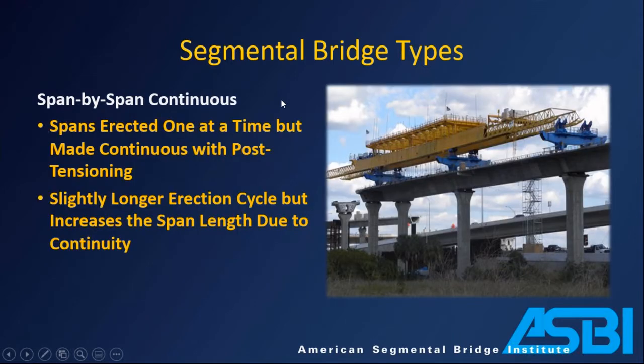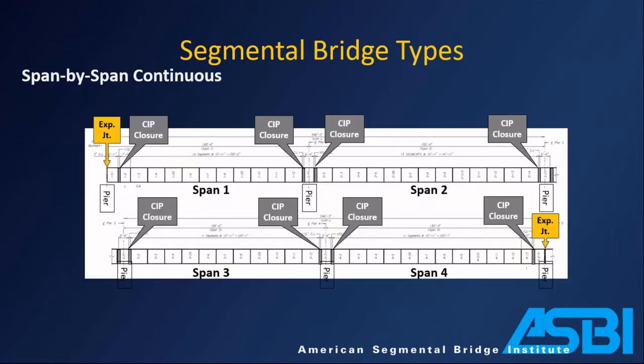The next step up in complexity is span by span made continuous. So in this case, you are still building one span at a time, working your way along the alignment. The difference is with each span, you are creating continuity with the previous spans. So this is done with a combination of closure pours between them and post-tensioning that overlaps. So it does have a slightly longer erection cycle. You have to take some time to put in these closure pours, a day or two on an erection cycle. The reward on that is it allows you to push your span lengths out a little bit longer.